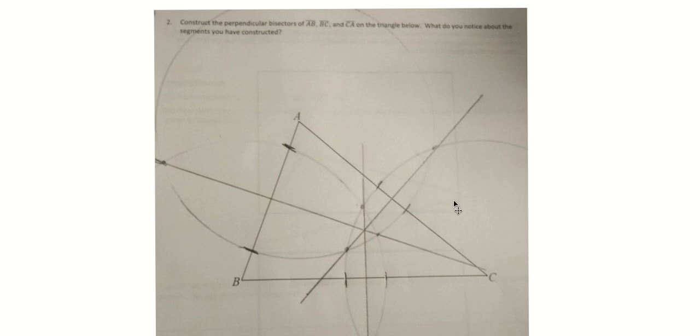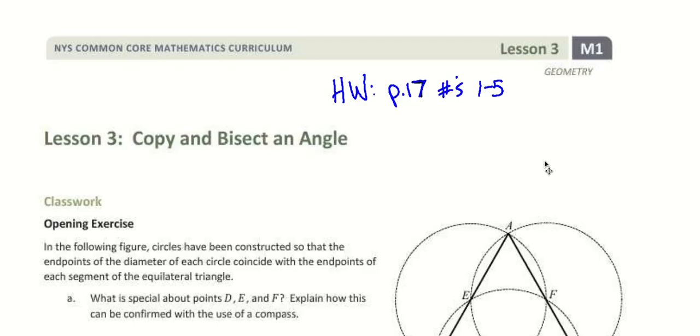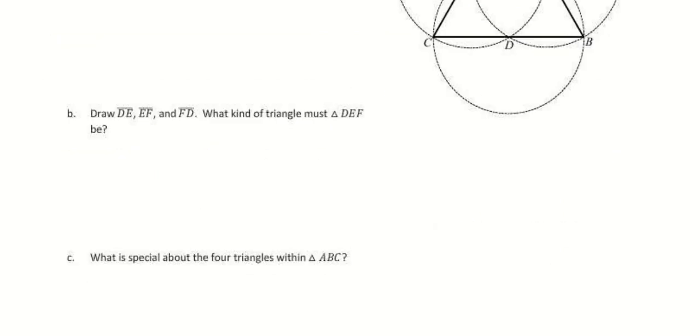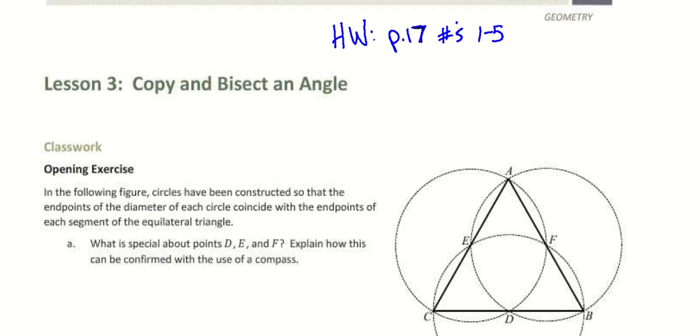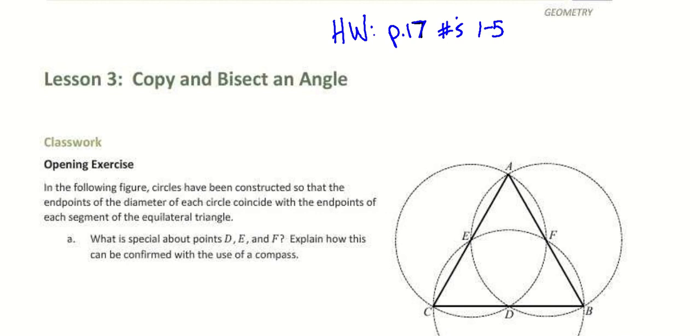All right, so that should be your homework answers from yesterday. Once again, your homework tonight is page 17, numbers 1 to 5. We are on page 11 in your module book at copy and bisect an angle.